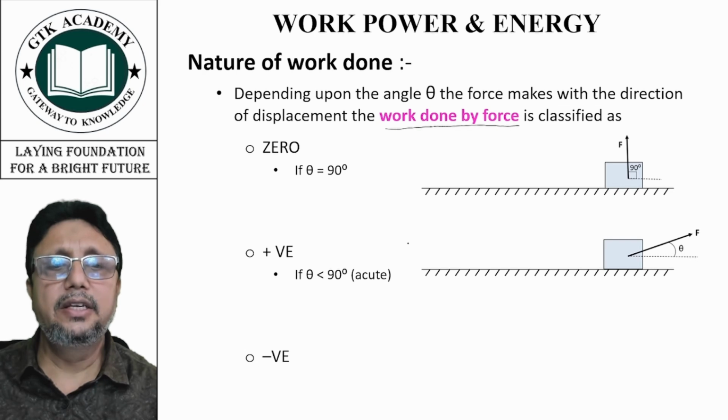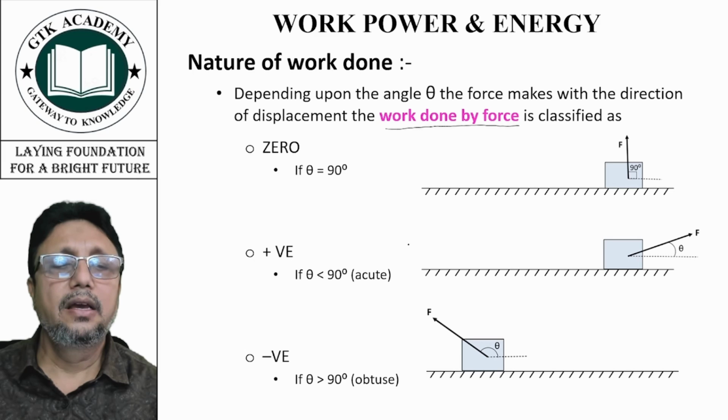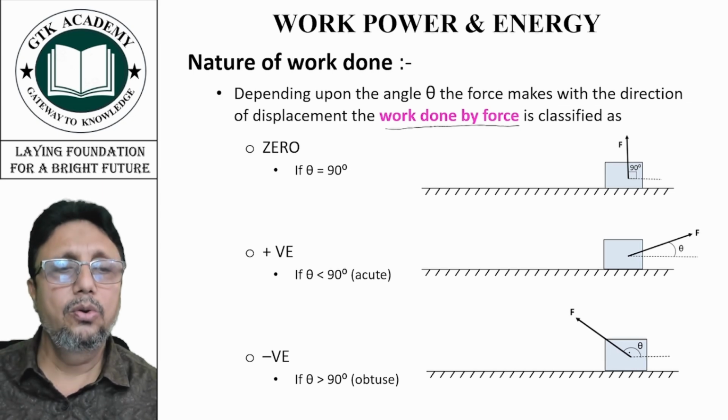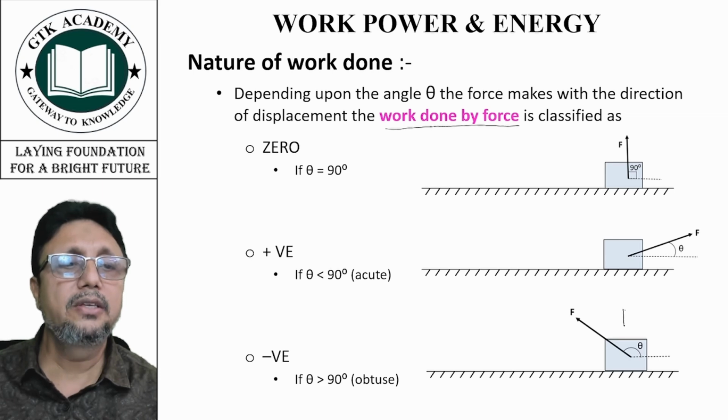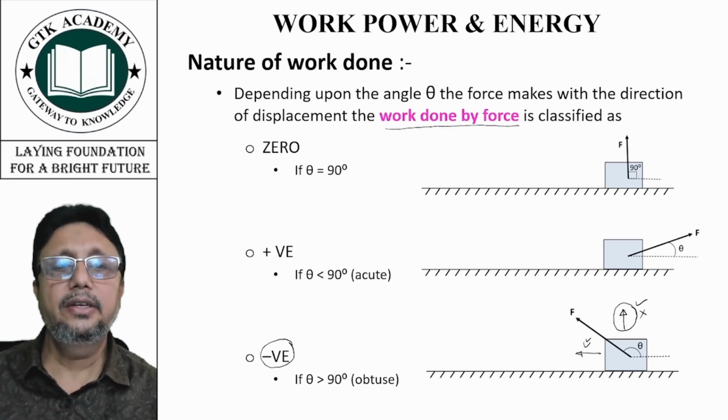Negative when theta is obtuse. That means the force is acting in this direction and displacement happens in this direction. So work done is negative. Now again you can resolve this force into two components, one in this direction, one in this direction. Now in this direction there is no displacement, but in this direction displacement is happening but in the opposite direction. So work done by the force is negative, right?